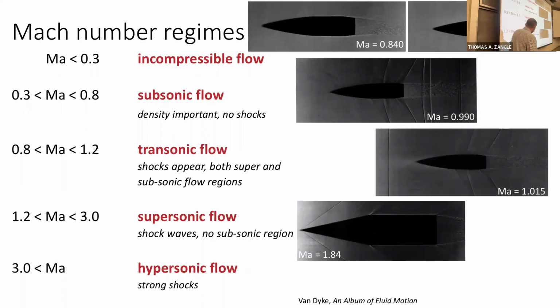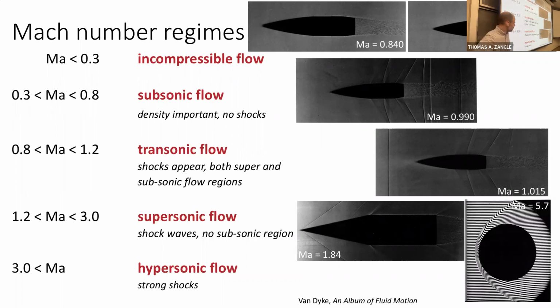And then for Mach number greater than 3, we call this hypersonic flow. This is where we have really strong shocks. This is the same basic idea, same basic kind of visualization, but now it's on a background of these contrasting stripes, so you can really see what's going on very clearly. This is Mach number 5.7. We can see a really, really strong shock wave forming.